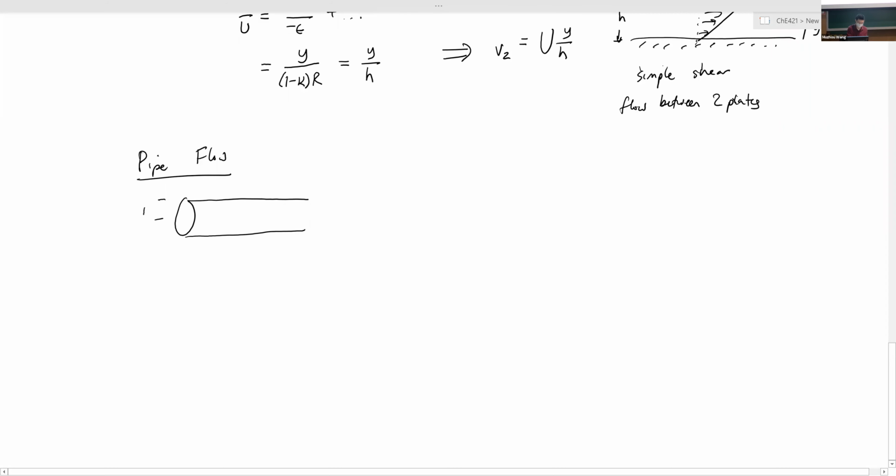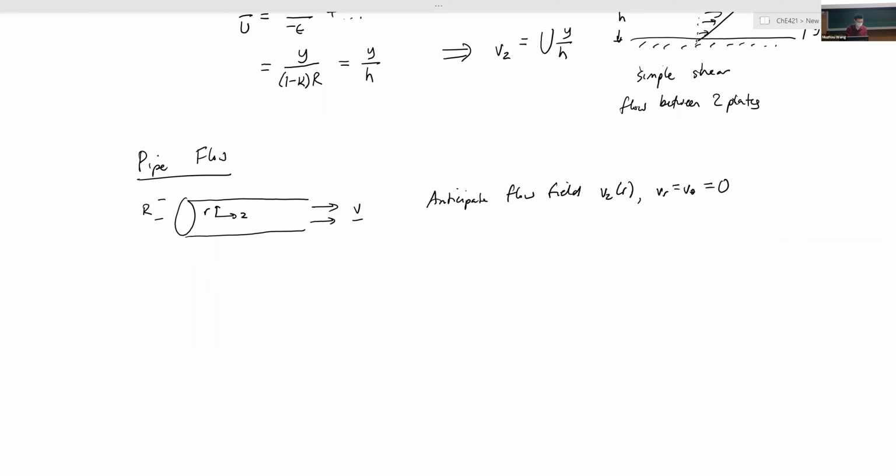We have a pipe that has a radius of R, and we have fluid flowing in this direction, driven by some sort of pressure gradient in the z direction. So we have r and 0. Again, we can anticipate a flow field that looks like Vz as a function of r, and then no flow in the r or theta directions.